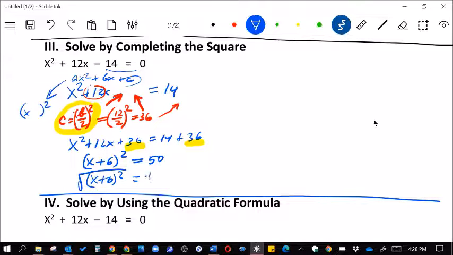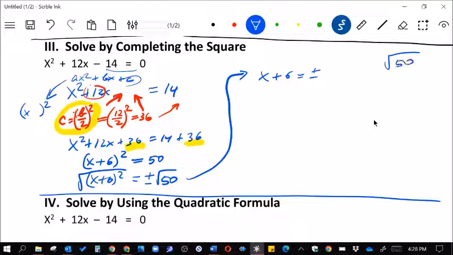Square root of that, and it's plus or minus the square root of 50. And let's continue up here as x plus 6, just plus or minus. Now let's analyze the square root of 50. 25 times 2, that's 5 squared, so we can take a 5 out. 5 root 2. And then we'll subtract 6. So x is equal to negative 6 plus or minus 5 root 2.